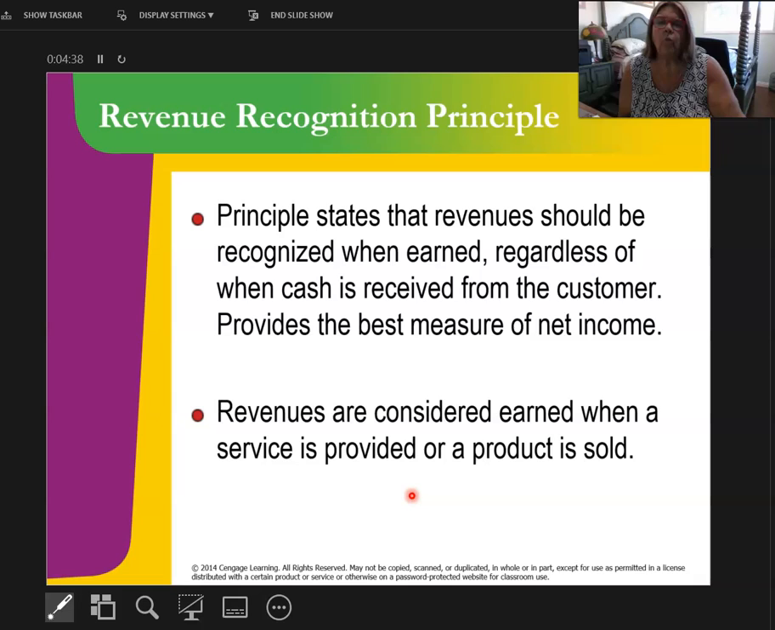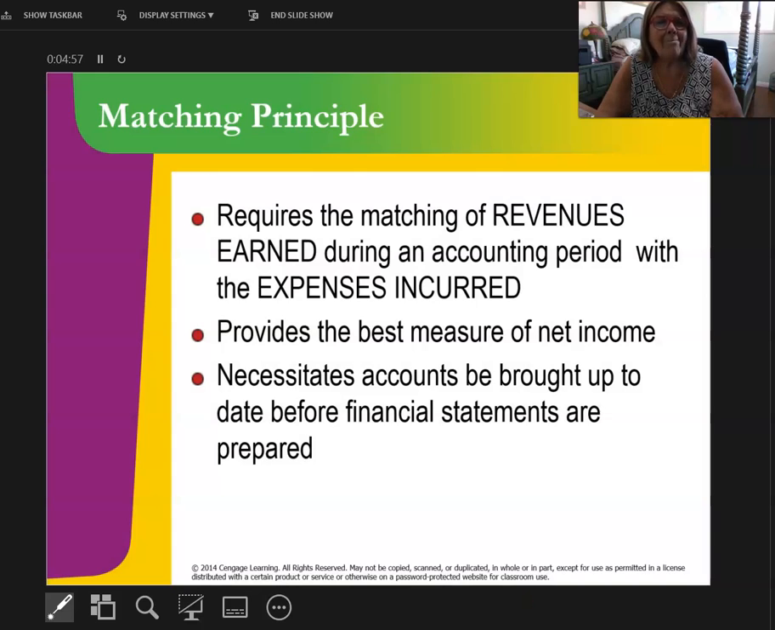So basically, we look at the principles we learned in the first few chapters. The revenue recognition principle says the revenue should be recognized when I earned it, regardless of when I get paid for it. So I have to do some adjustments to consider, was my revenue earned in this time period? And then we're also going to use the matching principle that says I match the revenues earned in a given accounting period with the expenses incurred in order to bring my books up to date. So I'm going to use these two principles to do my adjusting entries.